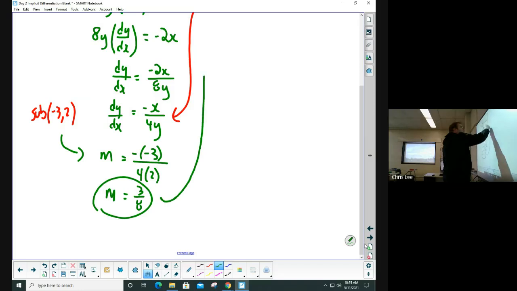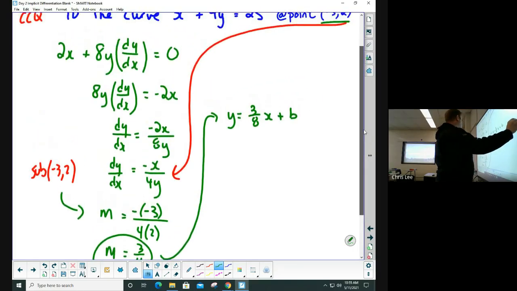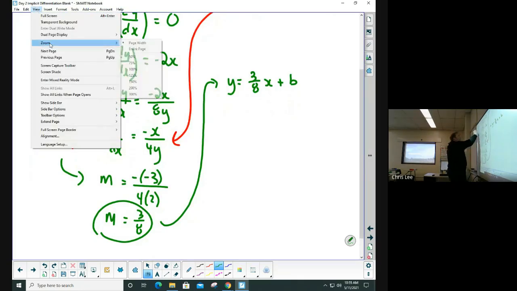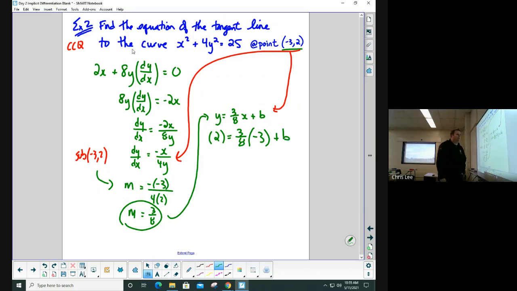That puts me halfway to being done. y = 3/8 x + b. Now I'm going to use that same point and plug it into my equation of this line to figure out the y-intercept. So the y is 2, 3 over 8, the x is -3, plus b. A little annoying that I have a fraction, but nothing I can't handle. Multiplying by 3 means I multiply the top, so that's -9 over 8 plus b.